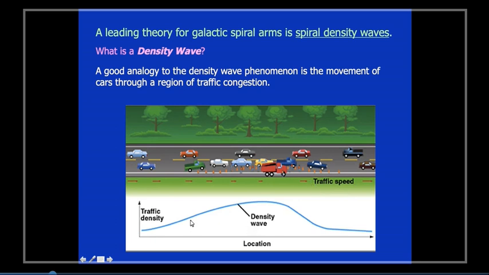So what happens here is if you look down here, you see traffic density versus location, and you see that there's a density wave. Now in this case, the density wave is stationary. The truck isn't moving, these cones aren't moving. So what's happening is the cars are moving through this region, right? So the cars are moving, but the density wave is actually stationary. So the place where the cars are bunched up doesn't move while the cars themselves do.